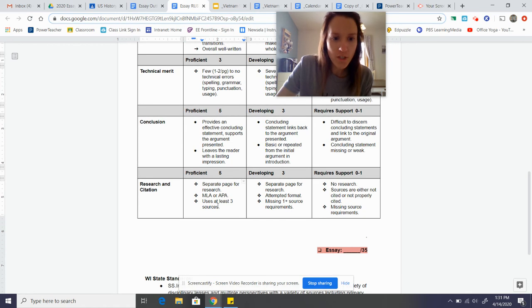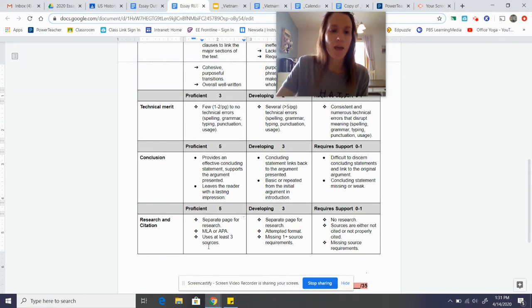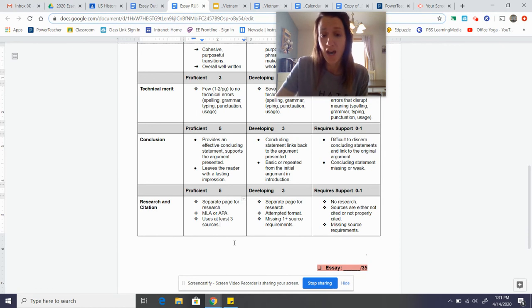All right, research and citation. You are using MLA or APA format. You need at least three sources. Traditionally, I would say that it needs to be at least one physical copy and one or two web or internet sources. But I know a lot of you are limited to the physical copies that you have around you, maybe just your textbook, or if you have other books available in your house, that's awesome too.